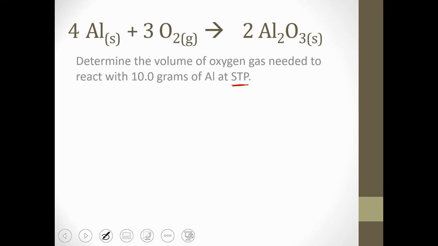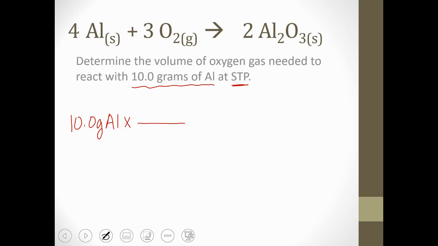We'll deal later with other pressures and other temperatures. When I say later, I don't mean in this unit. I mean in our gas law unit. But you do this problem the same as we've been. You start with the number that you're given, and then you start setting up a factor.